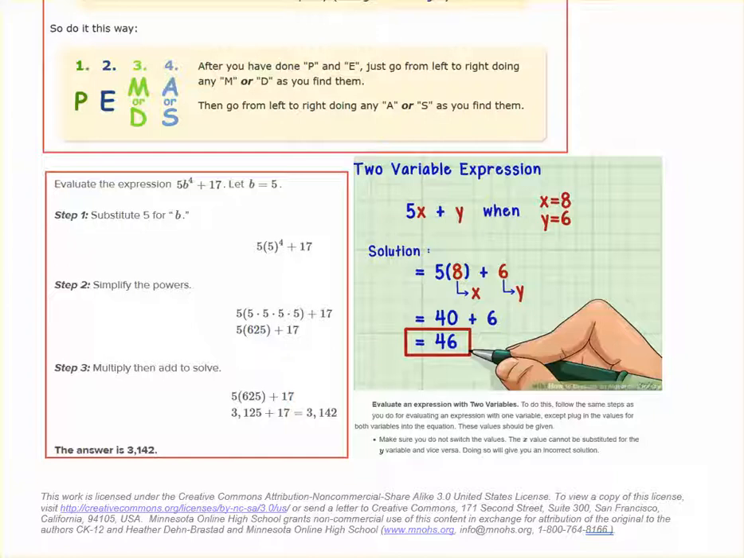Sometimes you will have two variables, like in this example over here. We have an x and a y, and they give us what each of those are going to be equal to. So you will replace each of them in the expression and then solve. Remember that a number next to a variable means to multiply those together. So 5x means 5 times x, so if x is equal to 8, that means 5 times 8. And then you follow the order of operations, you do the multiplication before the addition, and you get your answer.